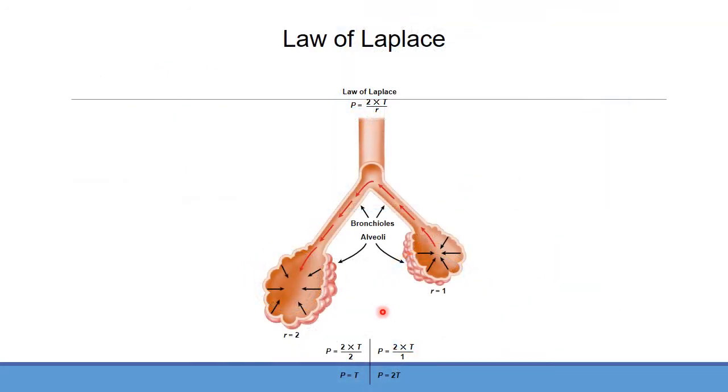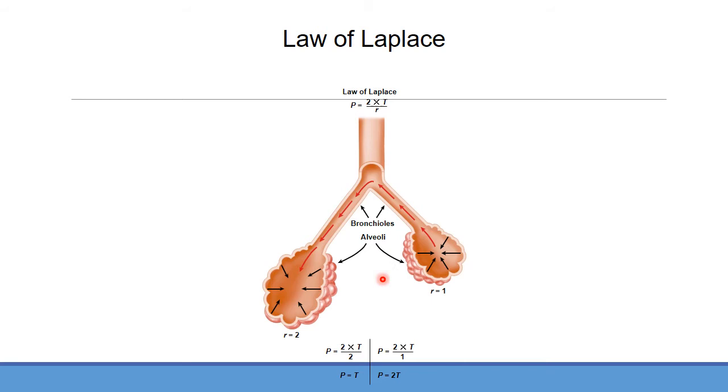I'm not going to force you to do the math on here, but just realize that the larger the radius, the lower the pressure it's going to have compared to this side here with a smaller radius. Okay. So again, when you have expiration occurring and that lung volume is decreasing, that higher pressure is also going to help force air out of the lungs.